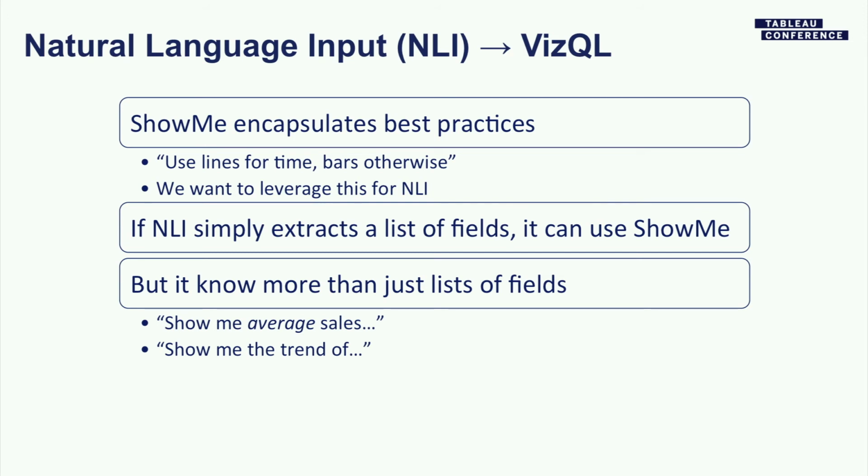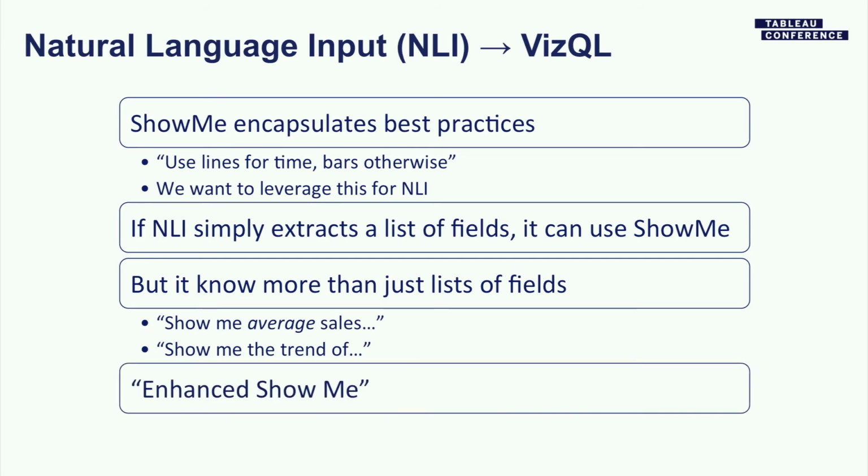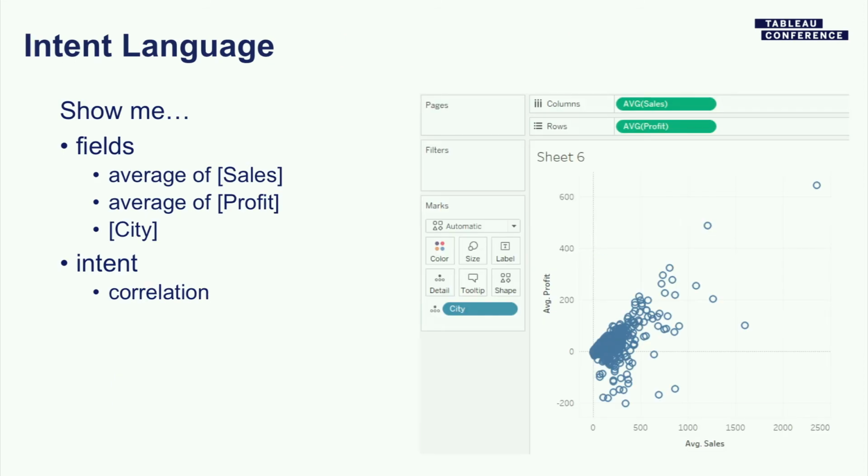You also might say, well, I want to see the trend of this over time. I want to see the correlation between these two things. And so that's additional information that, again, the current show me doesn't have that you would want to take advantage of for natural language input. So we're working on a project that we're calling enhanced show me. It's basically show me, but it's taking additional user intent into account when it's determining the best viz to display.